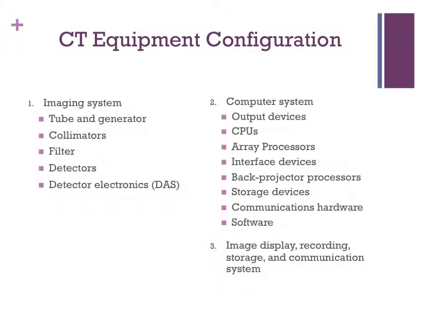A computer system includes an output device, CPUs, array processors, interface devices, back projector processors, storage devices, and communications hardware. And also, it includes software that allows each hardware component to perform its respective specific task. The software enables scanning procedures to be created and activated from an input device, and extensive image display and analysis functions.